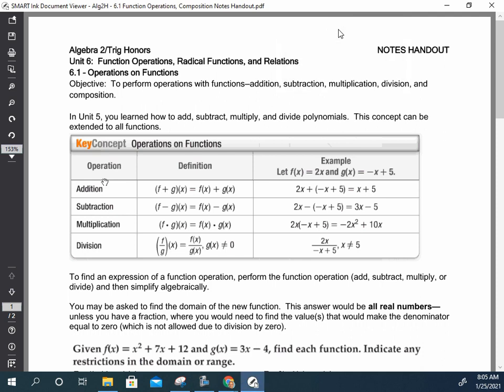So, unit number 5, we work with polynomials, adding, subtracting, multiplying, and dividing. However, what we did to a polynomial applies to any function that exists. So 6.1, we focus on adding, subtracting, multiplying, and dividing functions, but we also bring in the 5th operation on a function, and that's called composition. So part of this will feel like review, part of this will be brand new.